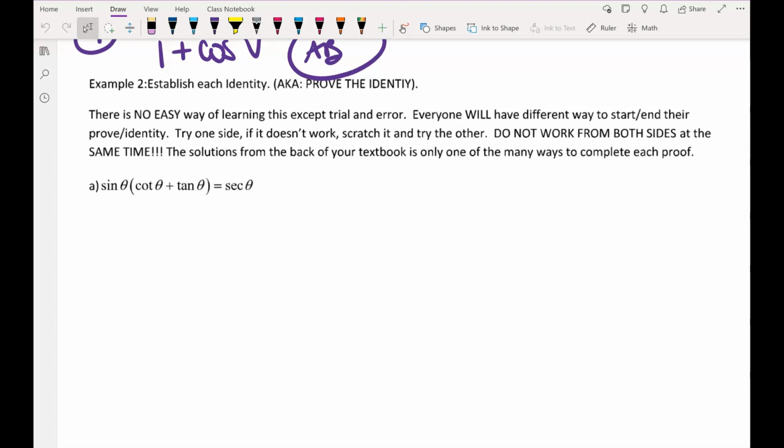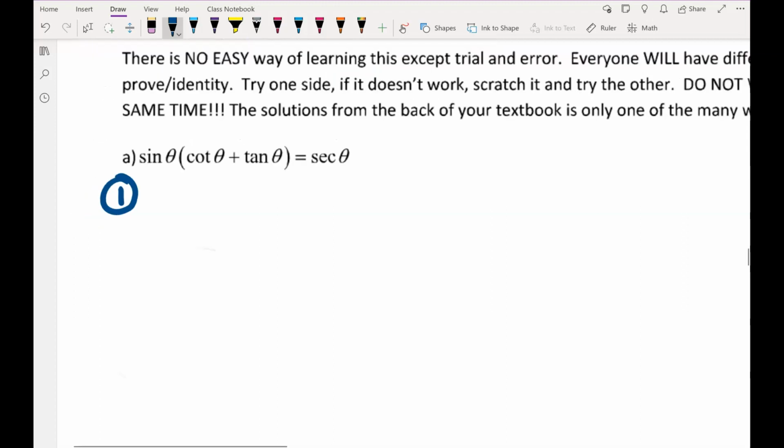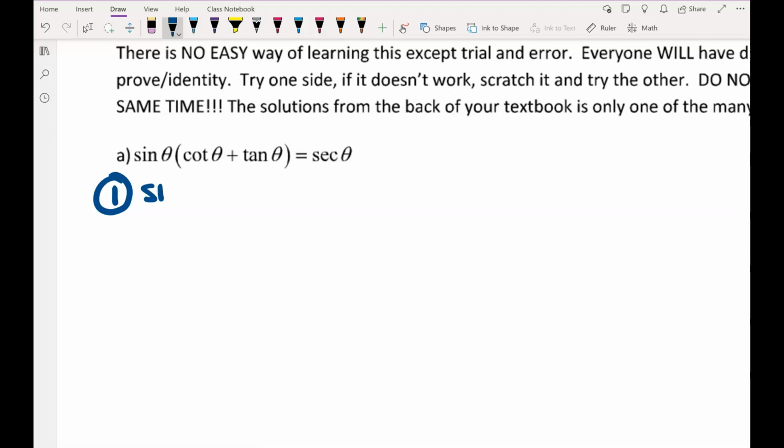And step number 1, guys, make sure you pick a side. So after you copy the question down from your textbook, number your step, starting with the side that is prettiest or ugliest? Ugliest, okay? So out of these two, which side's uglier, left or right? Left. So start with that. So step number 1, write down the side that you are using to prove.